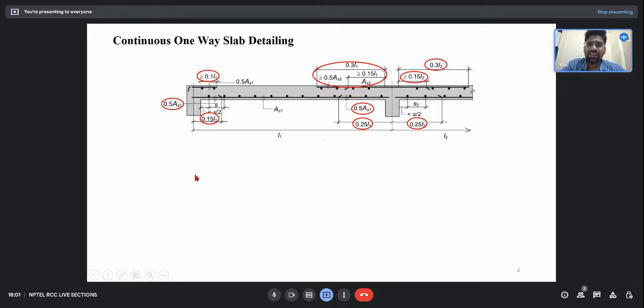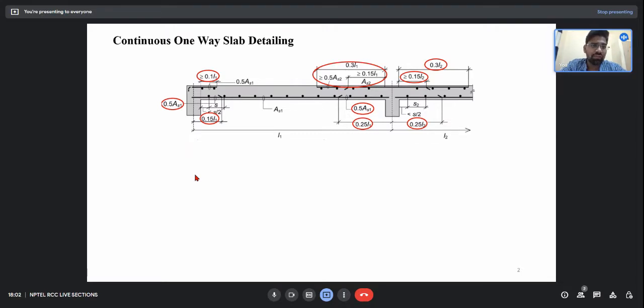Okay, so the design of the one-way slab, whether the slab is continuous or a simple isolated slab, we have seen the designing of both in one of the live lectures. I think it was live lecture 6. So in that lecture we have seen the designing of one-way slab.